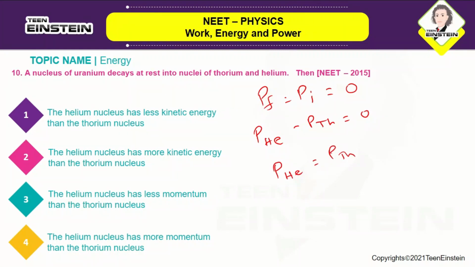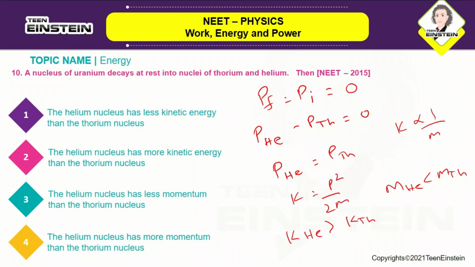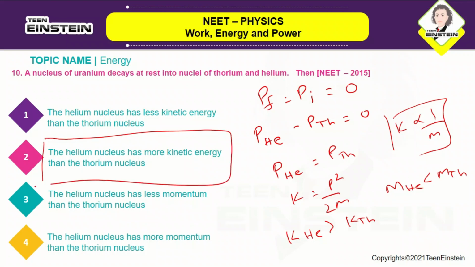What happens here is, you know that K is equal to P square by 2m. So, here the kinetic energy of helium will be greater than that of the thorium, because the mass of the helium is lesser than the mass of the thorium. You can see the kinetic energy is inversely proportional to the mass. So, the helium nucleus will have more kinetic energy than the thorium nucleus. So, option number 2 is the correct answer.